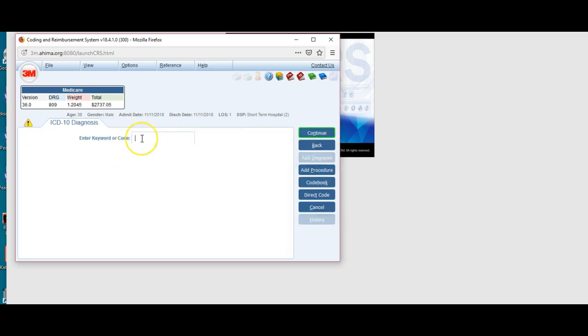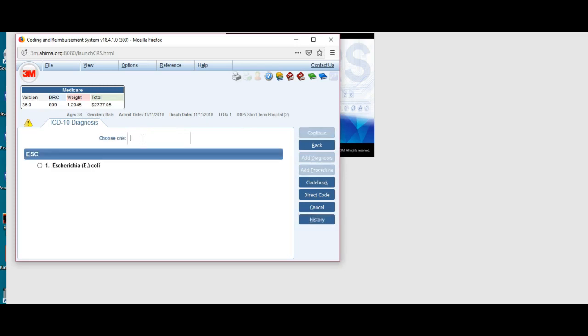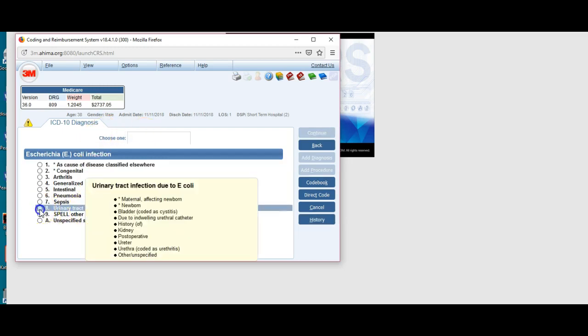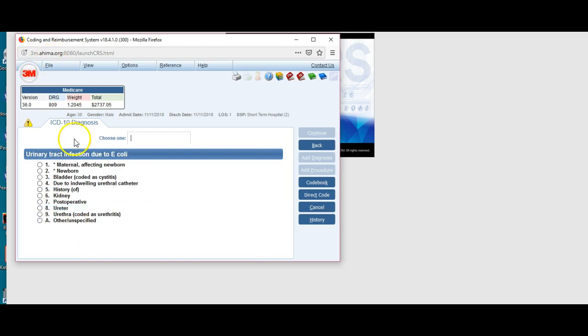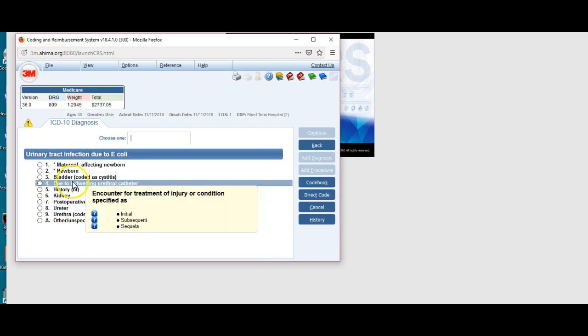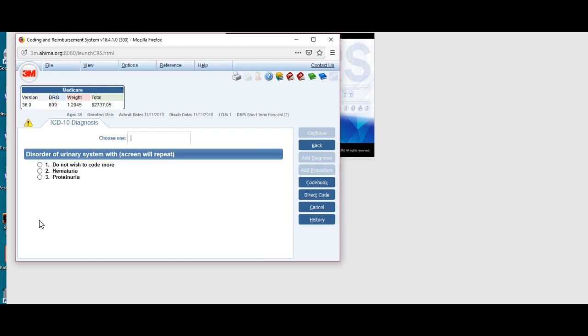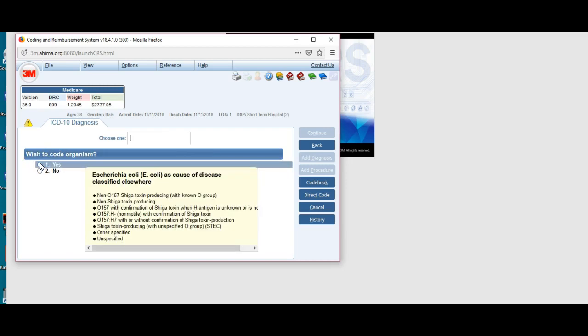Now we're going to code that UTI, and it was due to Escherichia coli, so we're going to hit 1. And it was as a cause of UTI, so we're going to hit 8. We don't know exactly where in the urinary tract the infection was, so we're going to pick other or unspecified. The patient didn't have any symptoms of it. They just knew because of the look of the urine, so we're going to do no, do not wish to code.